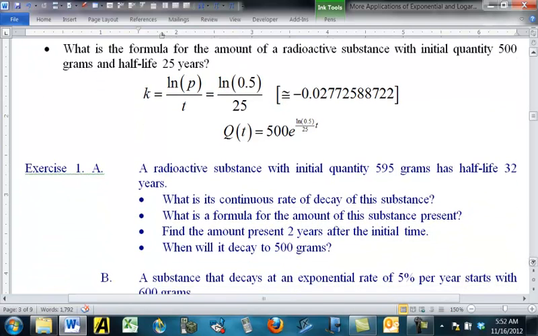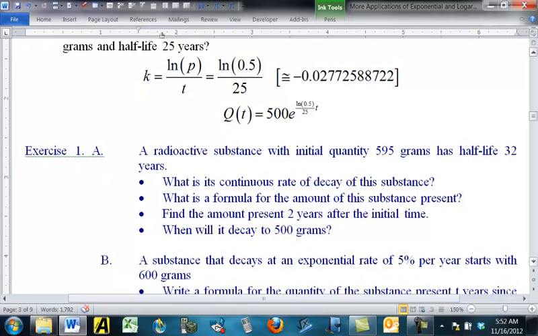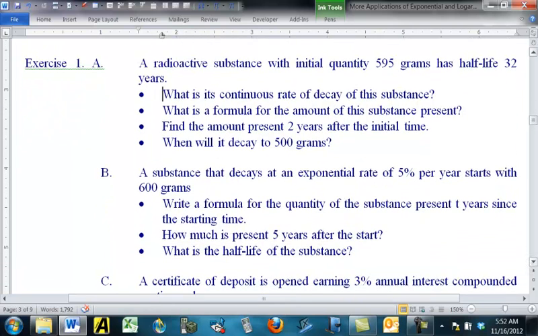Okay, so here are a few examples for you. I'm actually not going to go over the solutions in this video, but I'll let you work on these. Radioactive substance with initial quantity 595 grams has a half-life of 32 years. Find the K, the rate of decay. Find a formula for the amount present. Then we'll do one each of give an X, find a Y, and give a Y, find an X. So for the first one, find the amount present 2 years after the initial time. So there's an X, and you have to find the Y. When will it decay to 500 grams? There's a Y, and you have to find an X. You can actually do that algebraically, and you can also do that with technology.